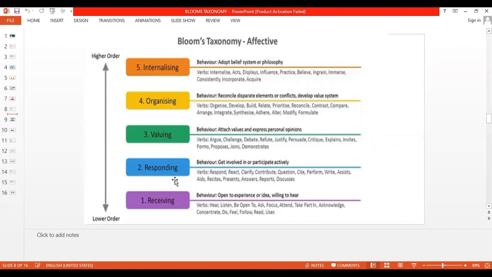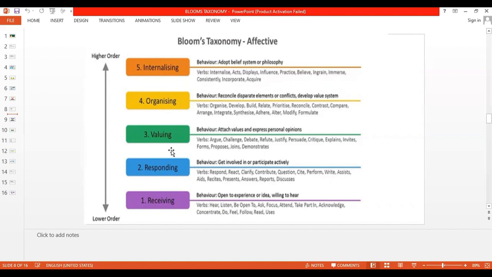Next is responding. The students actively participate in this learning process. They don't just attend or hear the stimulus. The students react in some way. They will be willing to participate, willing to react. They will be satisfied to respond, motivated to respond. For example, after receiving the knowledge, the students will be motivated to participate in a group discussion or give a presentation. Here the attributes are respond, react, clarify, contribute, question, cite, perform, etc.